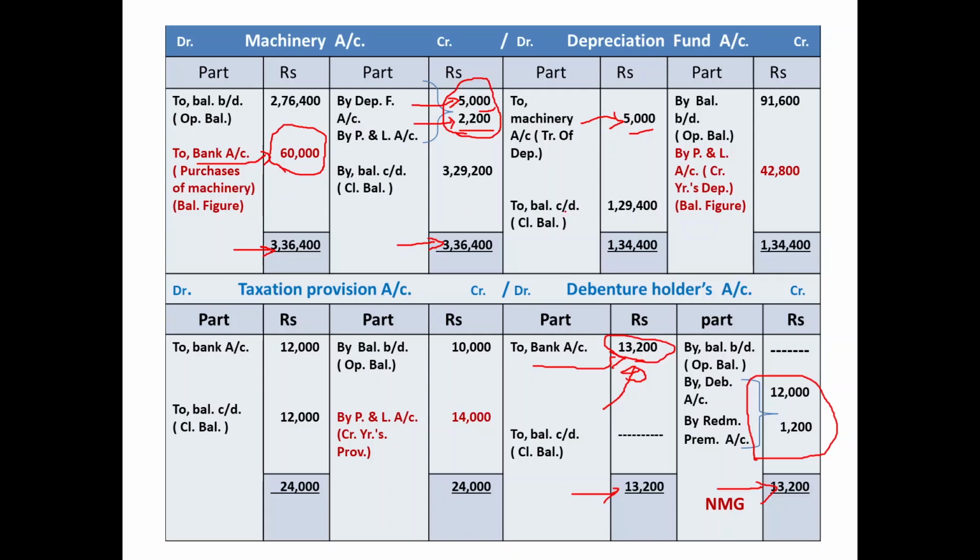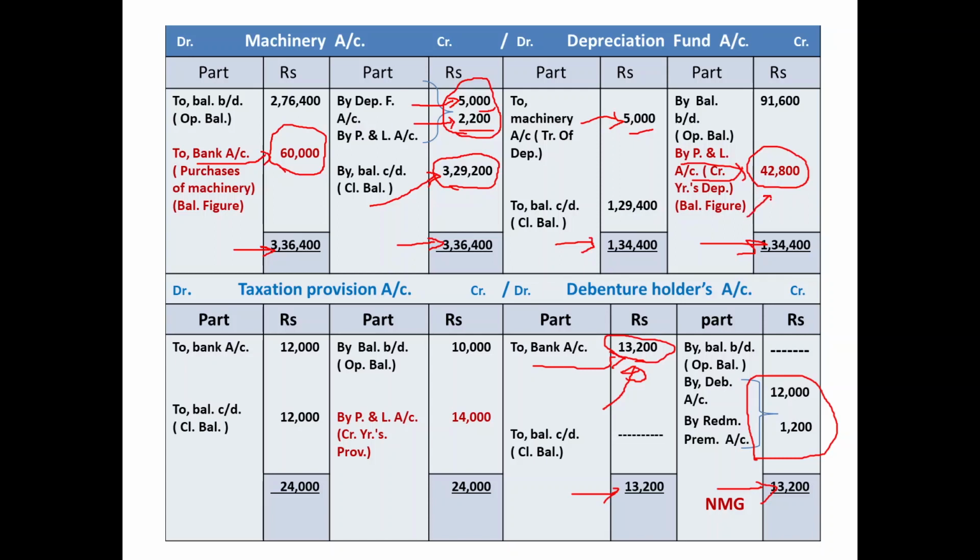Now close the depreciation fund account. Debit side looks bigger, 1,34,400. Put it on the credit side and you will get a balancing figure of rupees 42,800. What could it be? Common accounting sense applied. It must be the current year's depreciation on the remaining closing balance of the fixed asset which is there in the machinery account. See the closing balance 3,20,29,200. So this is the current year's depreciation provided.